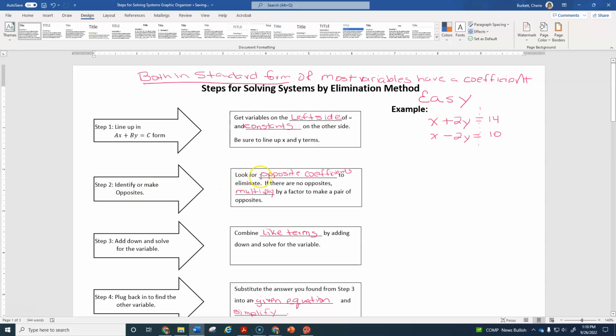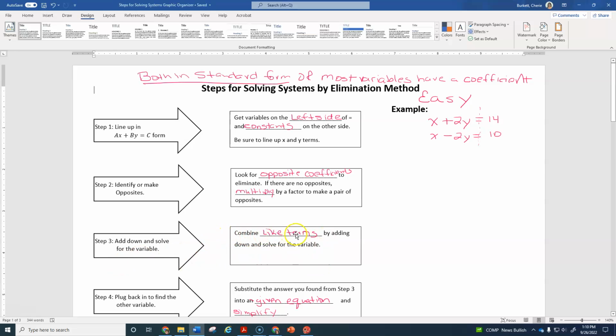Step number 2 says look for opposite coefficients. And I have opposite coefficients right here. That means I have the same number, but one's a positive and one's a negative. That is opposite coefficients. So this is called an easy problem because I'm not going to have to make them opposite coefficients. They're already done that way. So now all I'm doing is going down here to step number 3.